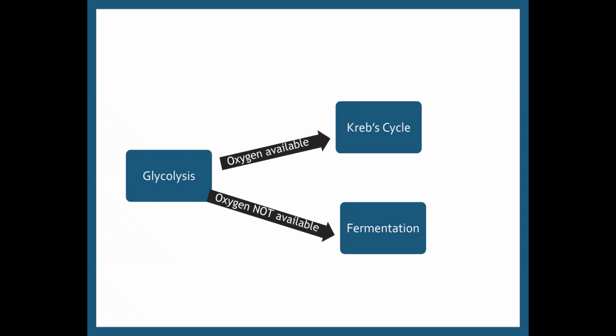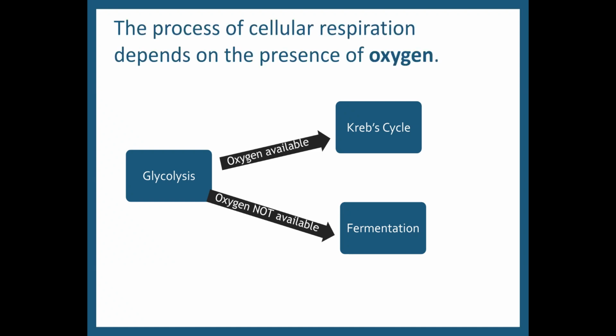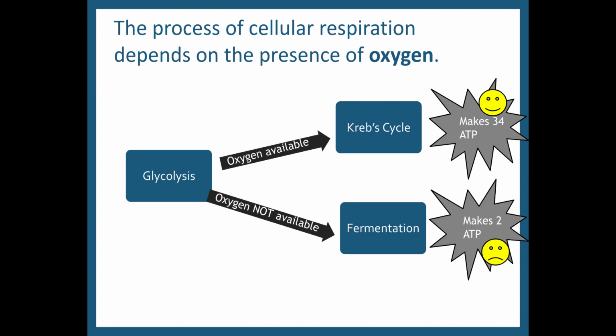Okay, so here's why this is important. Here's how this relates to muscle fatigue. These processes produce ATP molecules, and the amount of ATP that you make really depends on how much oxygen is available. So if you have lots of oxygen available, you end up making a total of 34 ATP molecules. But if oxygen is not available, you end up only making 2 ATP molecules, specifically in fermentation.